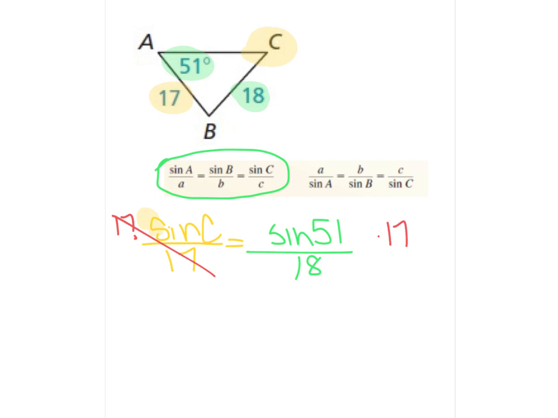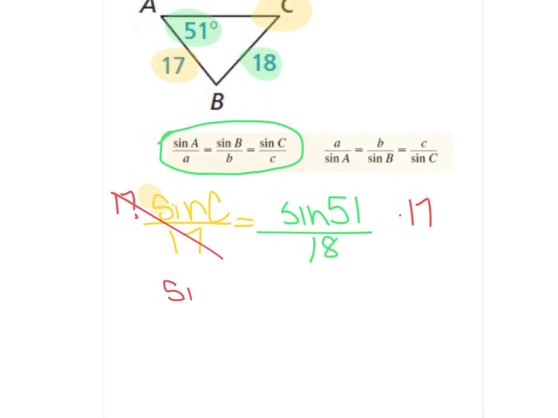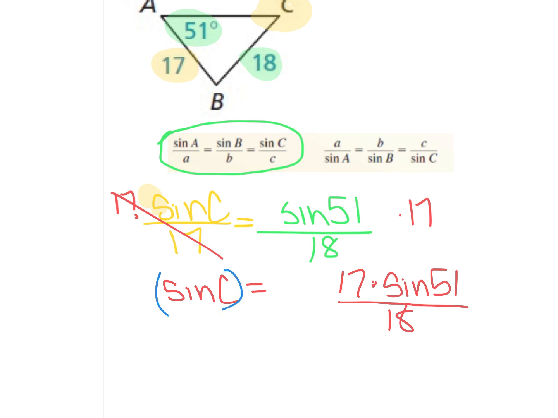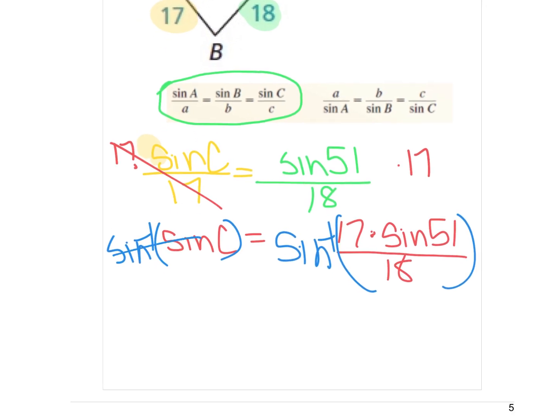and those cancel, and we are left with the sine of C equals, and this time I'm going to be a little bit smarter about it, 17 times the sine of 51 divided by 18. Now, just like before, I don't want the sine of C, I want C, so I need to do the inverse. So I'm going to take the inverse sine of both sides. That gets rid of my sine, so all I'm left with is C over here.